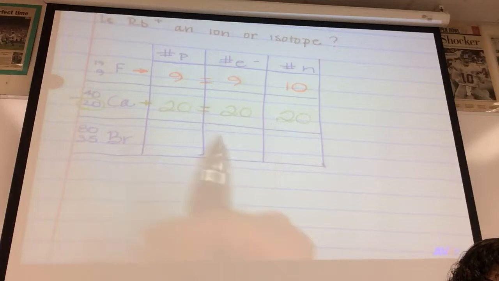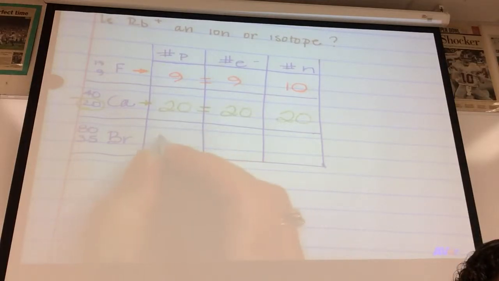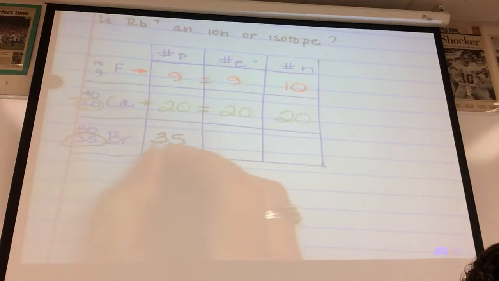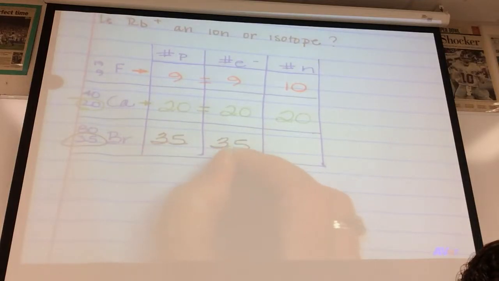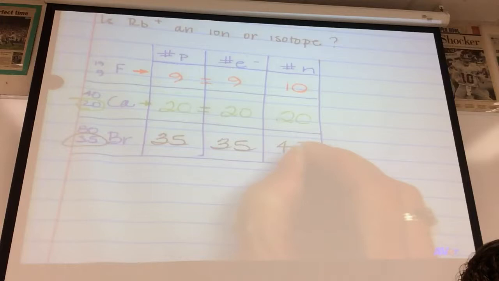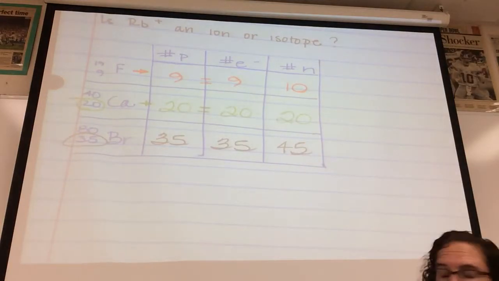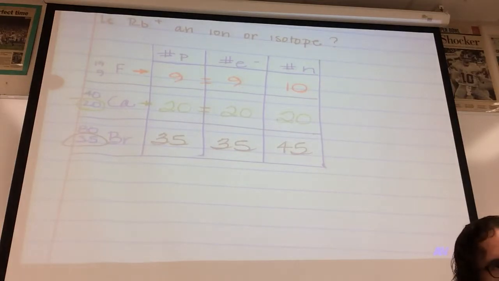And then bromine has how many protons? Good. How many electrons? And neutrons. Alrighty. Piece of cake, yes? Okay, good, because that you've seen since middle school.